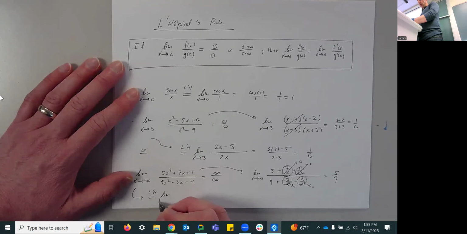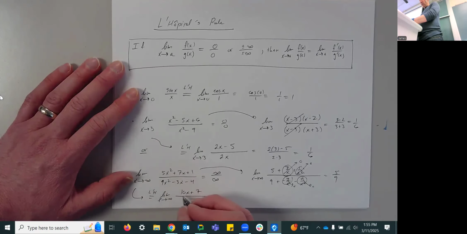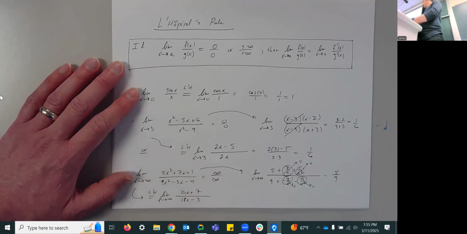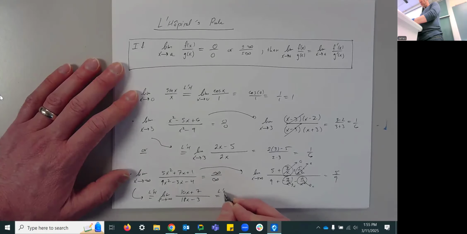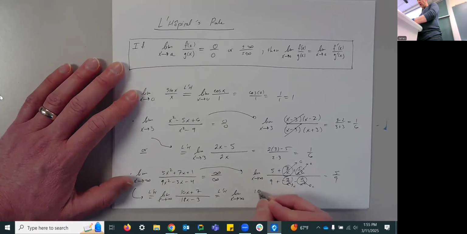Say we have the limit as x goes to infinity of the derivative of the top, which is 10x plus 7, over the derivative of the bottom, which is 18x minus 3, which is still an infinity over infinity type. So we use L'Hopital's rule again. You can get the limit as x goes to infinity of the derivative of 10x plus 7, which is 10, over the derivative of 18x minus 3, which is 18. And then the limit of a constant is just the constant. And 10 over 18 is equal to 5 over 9.